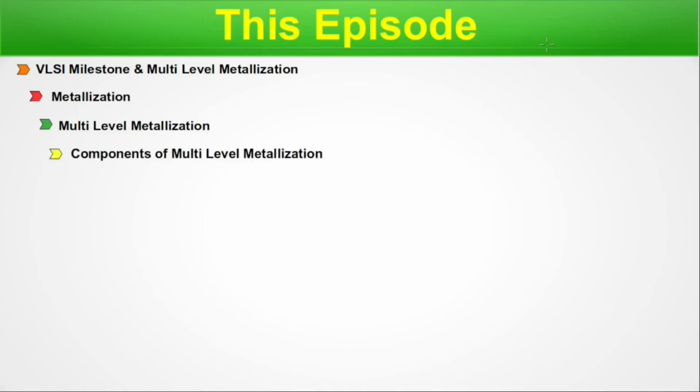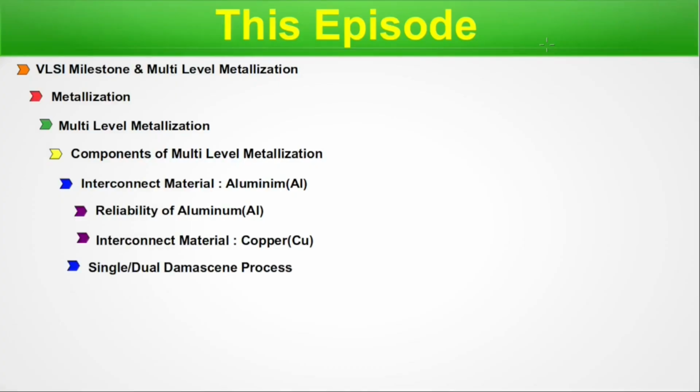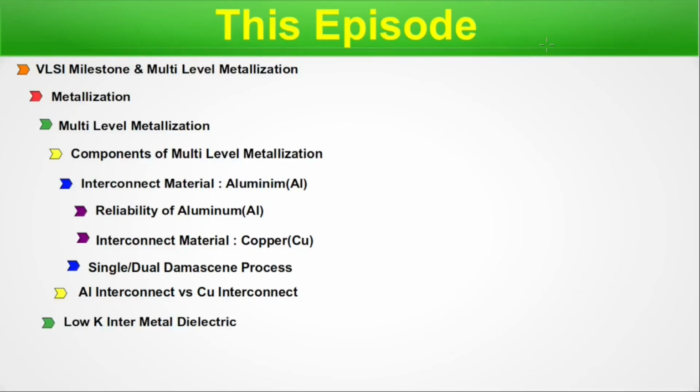Next, components of multi-level metallization. After that, interconnect material. Here we will talk about aluminum. Next, reliability of aluminum. After that, interconnect material, and here we will talk about copper. Then, single and dual Damascene process. Single and dual Damascene are two processes by which copper interconnects are developed. That's quite different from fabrication of aluminum interconnect. Next, aluminum interconnect versus copper interconnect. After that, we will talk about low-K intermetal dielectric, physics of low-K dielectric, and finally, different low-K material.